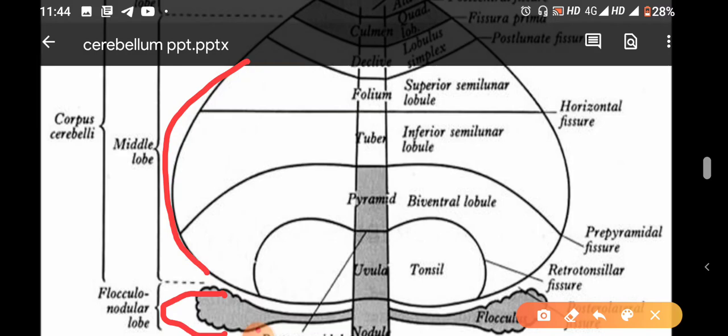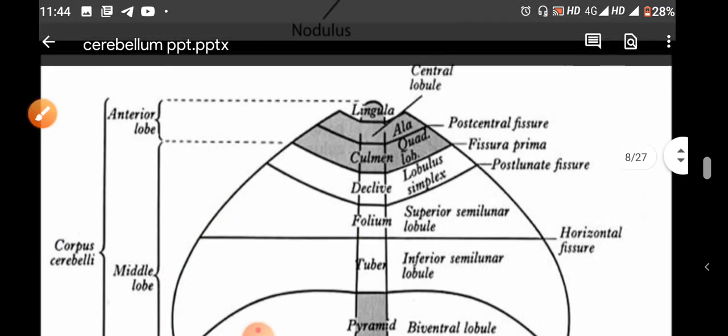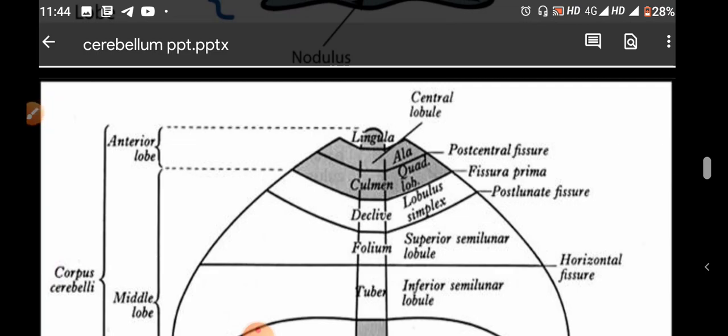Anterior lobe is the part of cerebellum which lies in front of the primary fissure. So here is a fissure, you can see. So the part of the cerebellum which lies in front of the primary fissure is called the anterior lobe. The part of the vermis and the hemisphere form the anterior lobe.